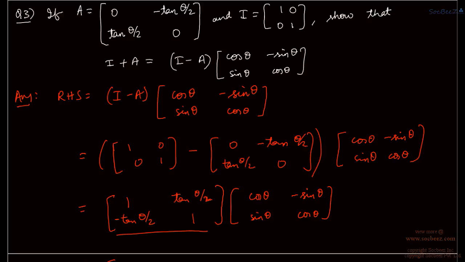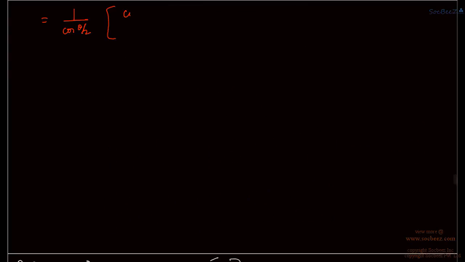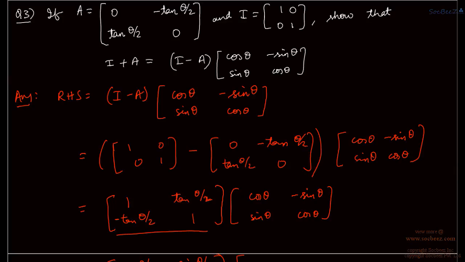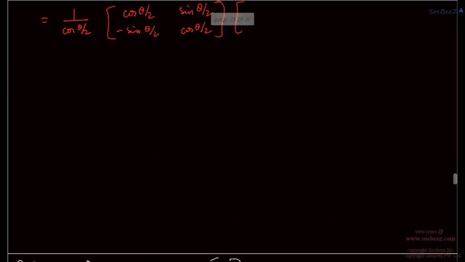And now once I multiply it by cos theta by 2, I have for the first term cos theta by 2, right? Similarly for the fourth term, 1 times cos theta by 2. And for the second and third terms, I will have sin theta by 2 and minus sin theta by 2 respectively, right? So I have cos theta by 2, sin theta by 2, minus sin theta by 2, cos theta by 2. This multiplied with cos theta, minus sin theta, sin theta, cos theta.